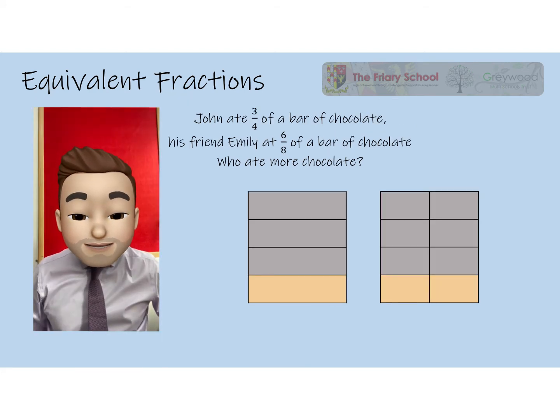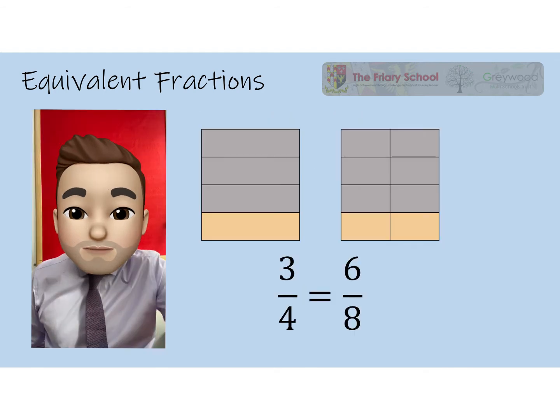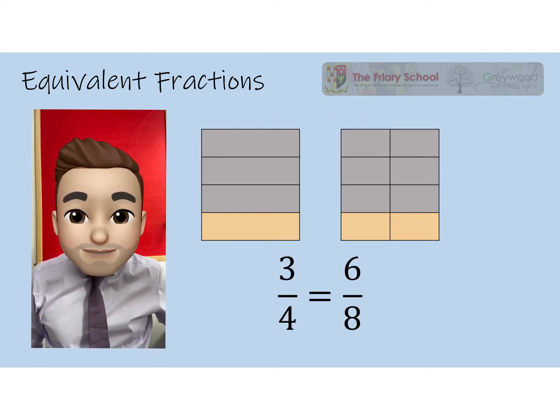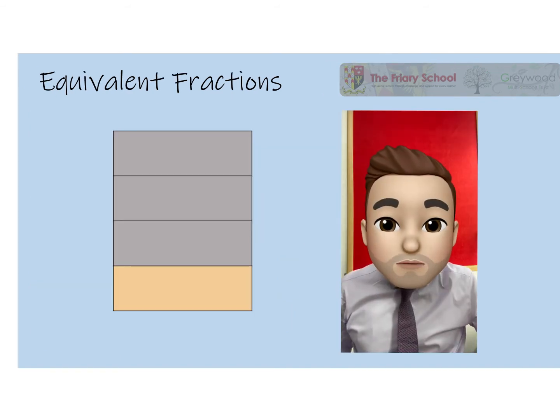Once I've done that, I can see that 3/4 of a bar of chocolate and 6/8 of a bar of chocolate are the same amount. So that means that 3/4 is equal to 6/8. And I can see that quite easily here.